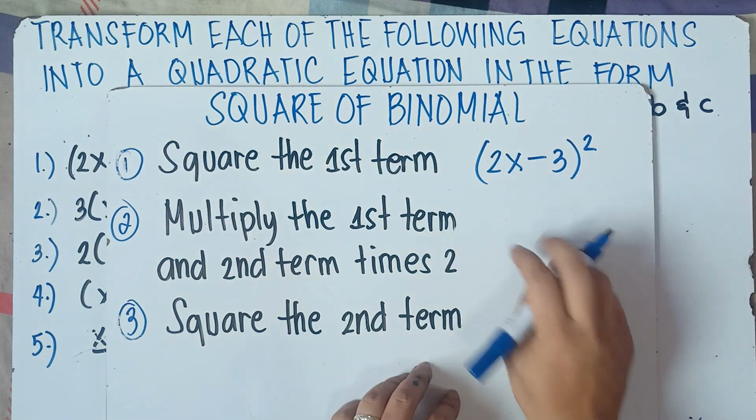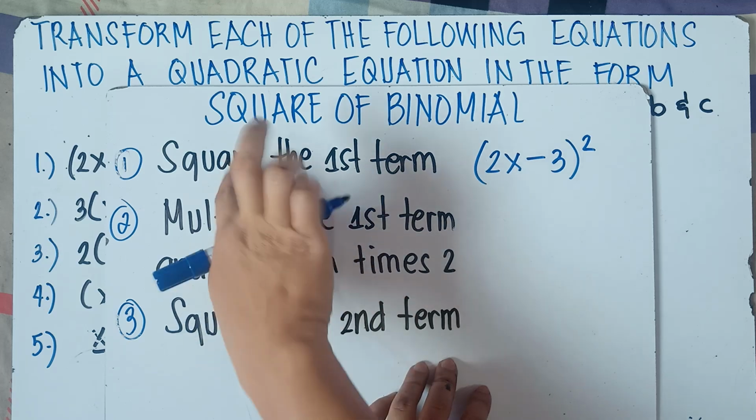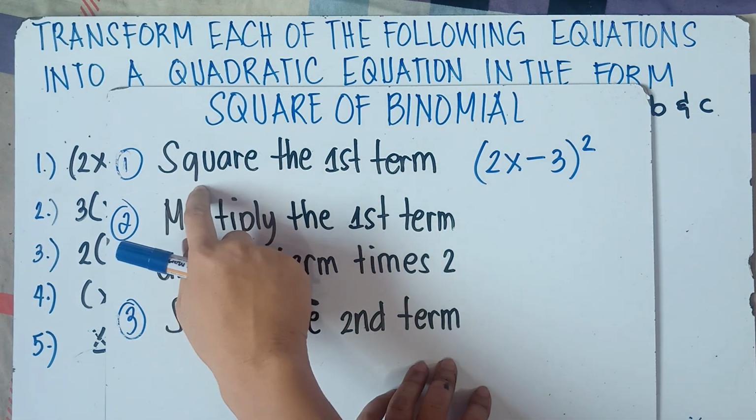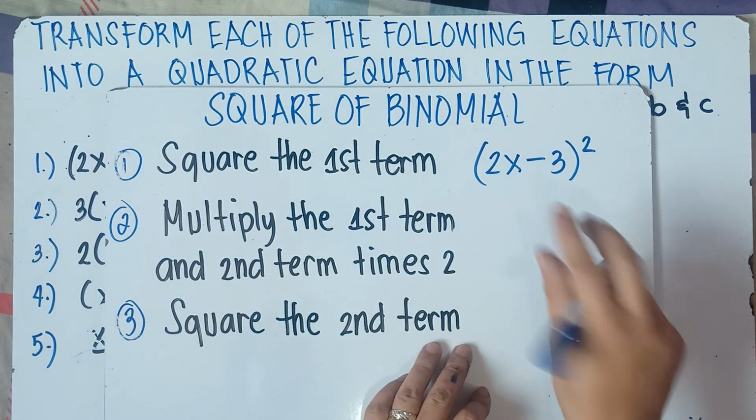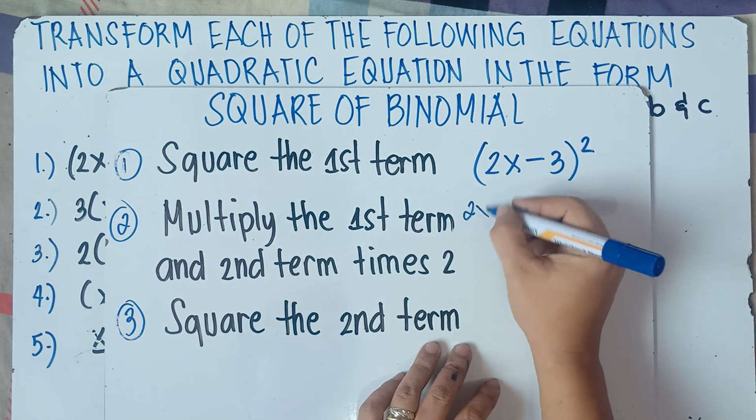So let's give an example, class. You just need to remember this one. First procedure, you square the first term. So this will be our first term, 2x, then you square it.